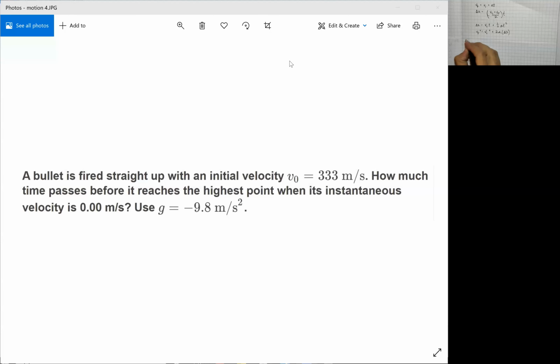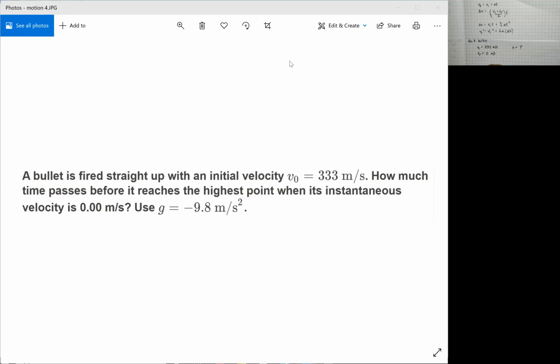On to example 3. I've still got the equations, my kinematic equations written down for reference. I'm not very good at remembering things, especially equations. So I've still got those written down. Example 3 is going to be about a bullet. So it says a bullet is fired straight up with an initial velocity of 333 meters per second. Okay, how much time passes? So I'm looking for t before it reaches the highest point when its instantaneous velocity is 0.